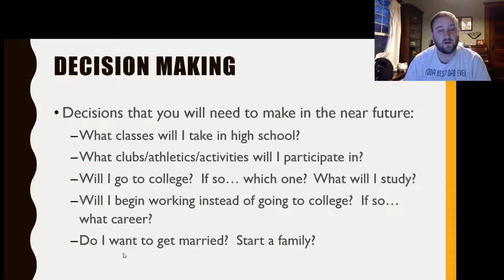Also, do you want to get married? Maybe you want to start a family. Do you want to have kids? These are all major decisions that are going to impact your life, that you're probably going to be making in the next 5 to 10 years. And really, that's not that far off. You might think it sounds like it's a ways away, but it's really not that far off.